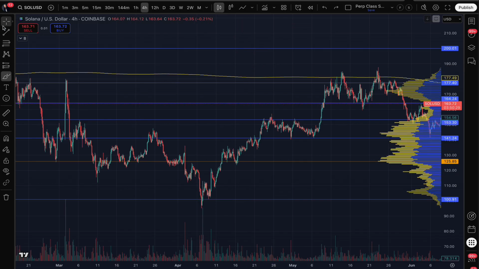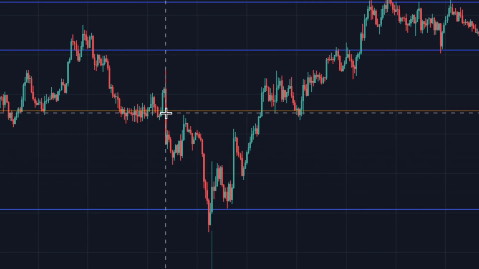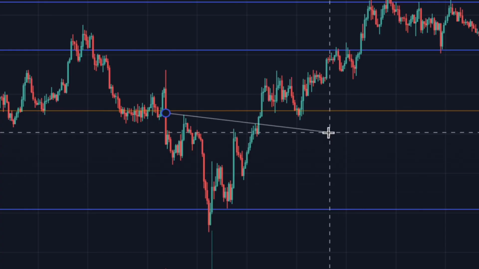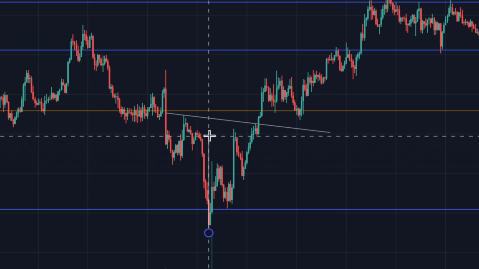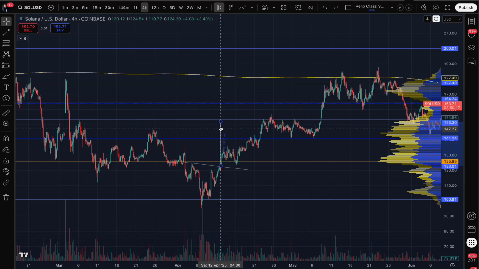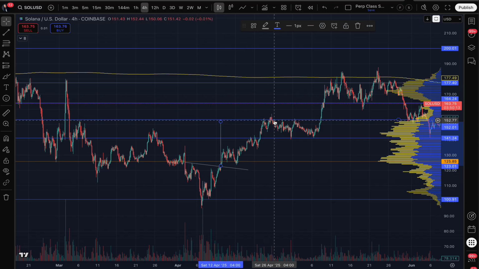Anyway, if we're looking at this from the bottom end, you draw a neckline across this pattern, and then you measure from the center of the head to the neckline, and then you project that out on the candle that breaks out. And where does that land? It lands right at the top of this range. Again, it's not an exact number. It's more of a range that we need to think about.